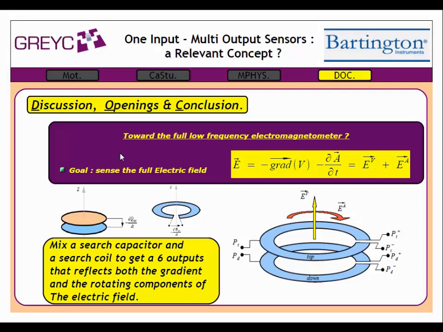Another domain where we can use such a concept is the domain of chemical sensing. We are presently working on a single membrane, and it captures the chemical species. And we have four ways to produce output signals, but only one capture. Thank you.